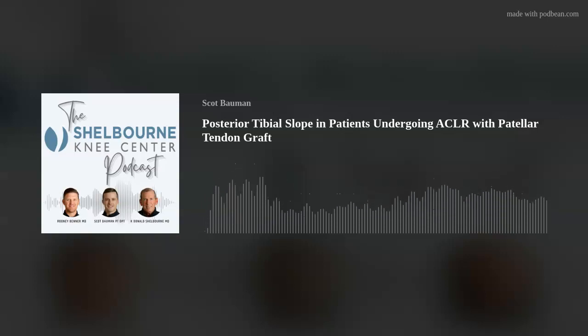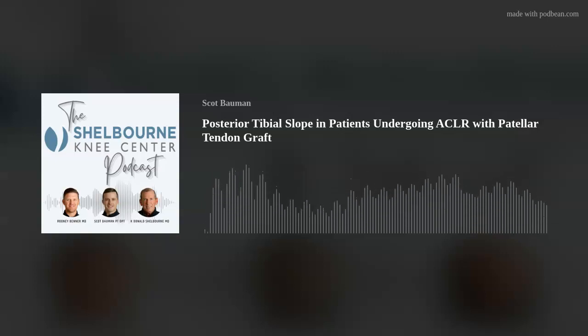And in the revision situation, if somebody has a failure, especially early, then you start going to look for other factors. And if posterior tibial slope is found to be one, that the patient has a high degree of posterior tibial slope in the revision situation, I think that's where surgeons may discuss or think about whether an osteotomy would be the right move. However, with patellar tendon grafts, at least, we did not find that to be a statistically significant factor in the revision situation.